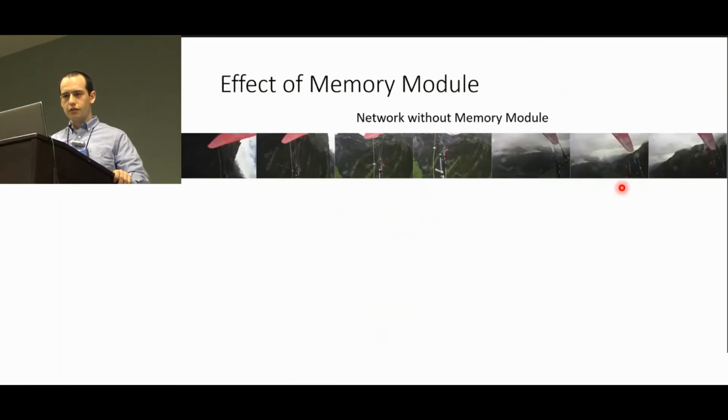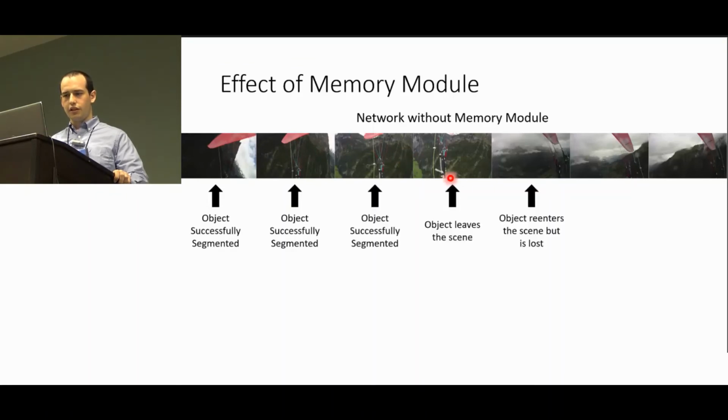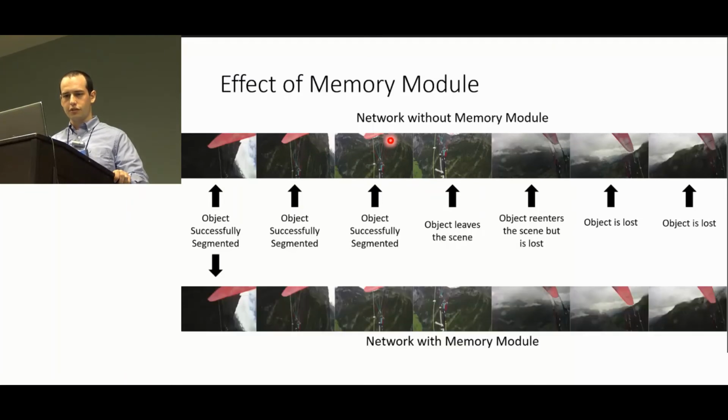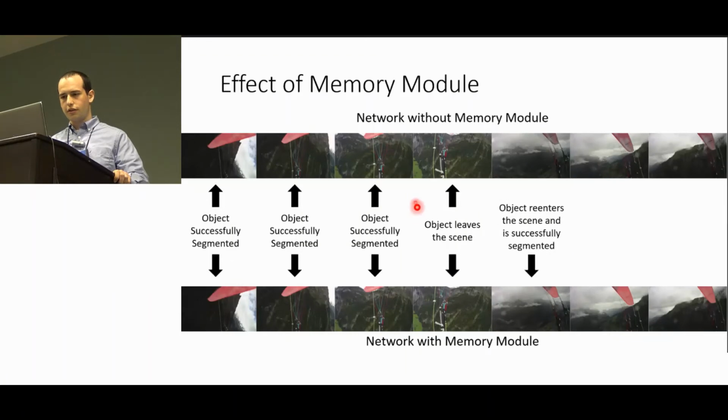All right. So to see how capsule VOS deals with occlusion and objects leaving the scene, we could test the capsule VOS with and without the memory module. As you can see, this parachute is segmented correctly, but then it leaves the scene, and then it's unable to be segmented because the network forgets about the object of interest. But the use of the memory module changes this. Once the object leaves the scene, it's able to segment the object successfully.